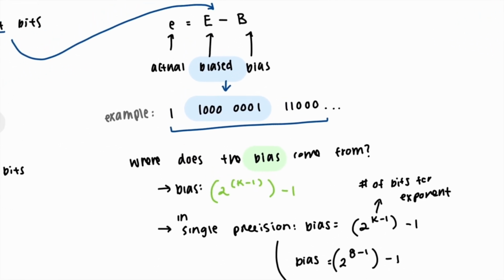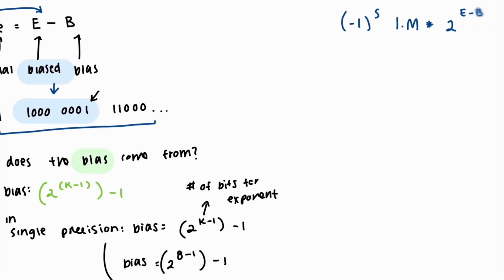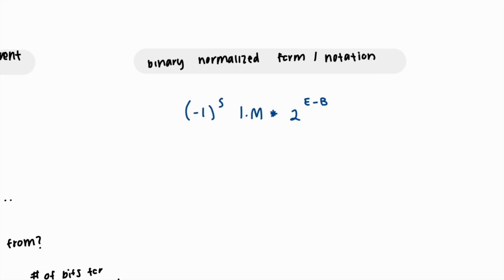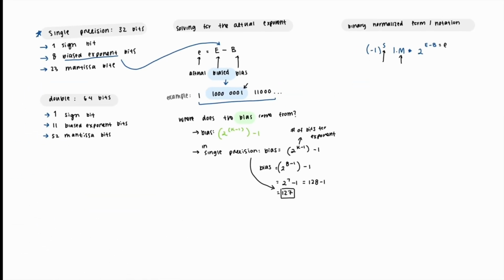Once you have your bias, you can look at your IEEE number to calculate your biased exponent. When you subtract your bias from your biased exponent, you'll get your actual exponent. You can use your actual exponent when we're working in binary normalized form. Over here, we have S representing the sign bit, M is representing our mantissa, and then E minus B is our biased exponent minus our bias, which is E, our actual exponent. All of these formulas will be useful for working on today's lab worksheet.